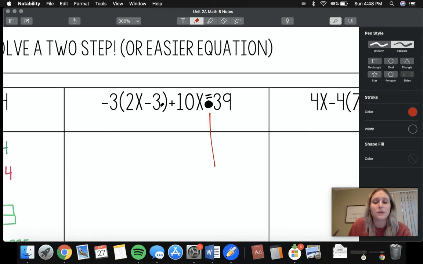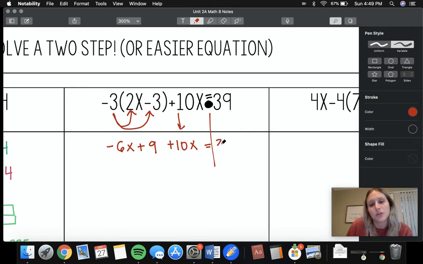First I ask myself, is there any distributing? I see parentheses with a number attached to them, so I know I can distribute. I'm going to distribute the negative 3 to the 2x. Negative 3 times 2x equals negative 6x. Then negative 3 times negative 3 equals a positive 9. Then the parentheses end, so I'm done distributing, and I'm just going to drop down the plus 10x, and it still equals 39.